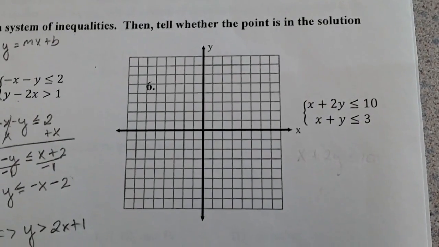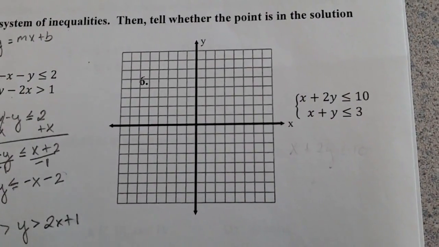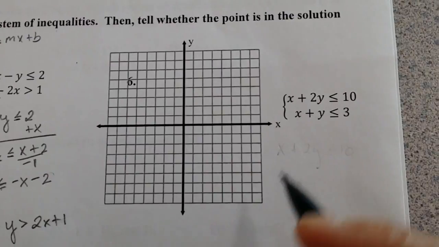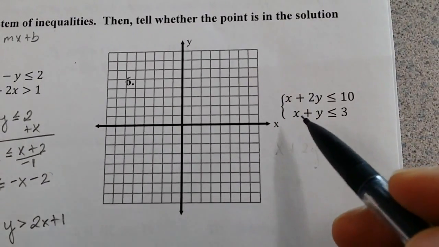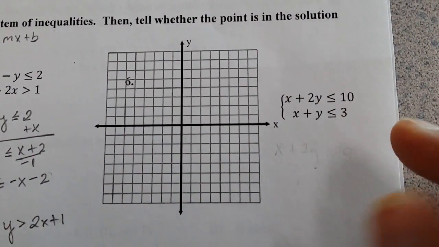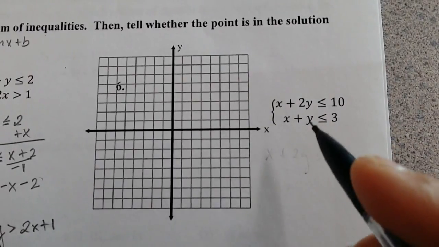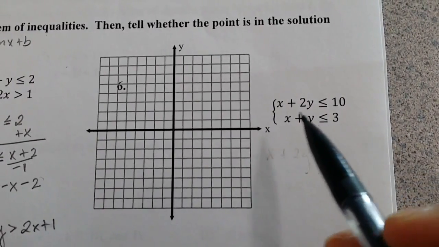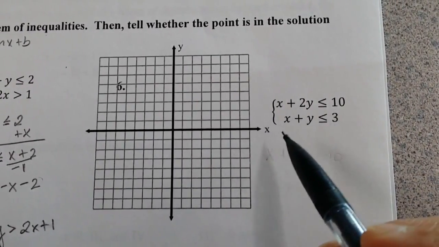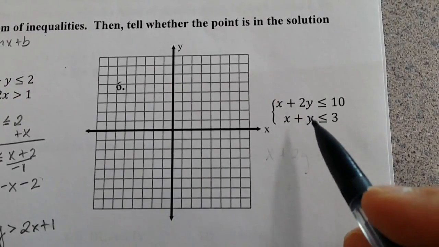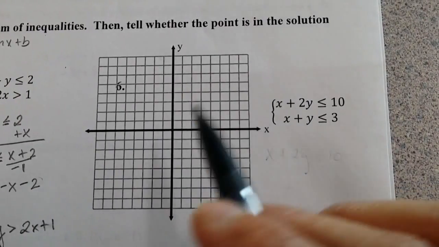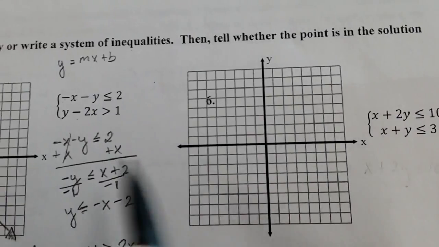Alright, the next problem is basically the same as the last one. First, look at the system of inequalities. Now, the first question you have to ask yourself is whether the equations are in slope-intercept form. Is the y by itself, just like this?